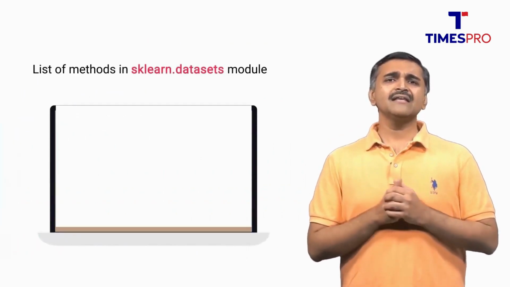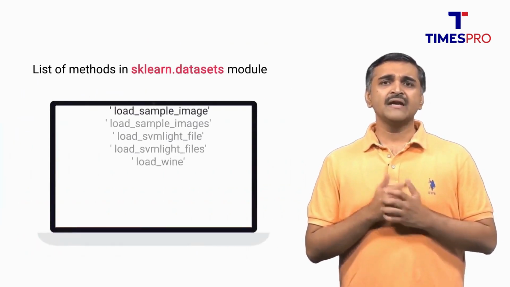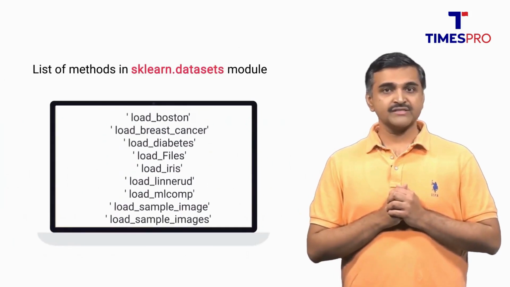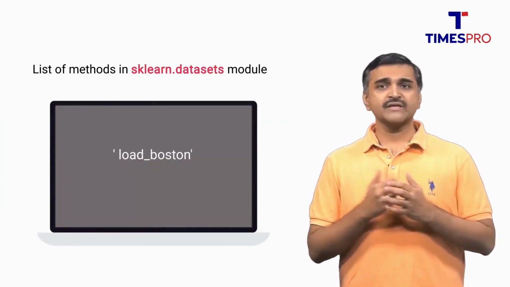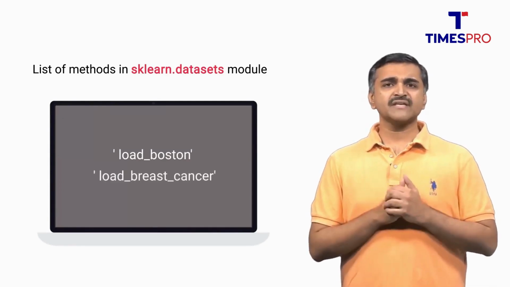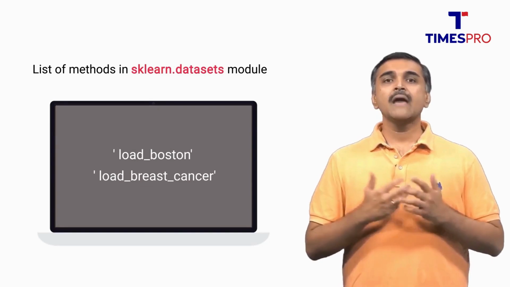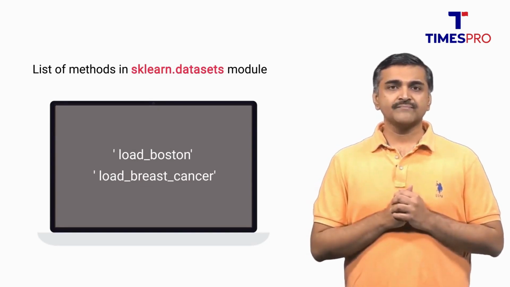Here are the list of methods in Scikit-Learn datasets module. For instance, the load_boston method is going to load the Boston dataset, and load_breast_cancer is going to load the breast cancer dataset.